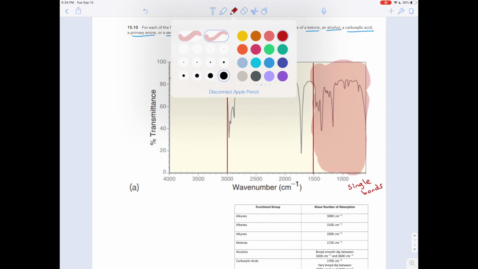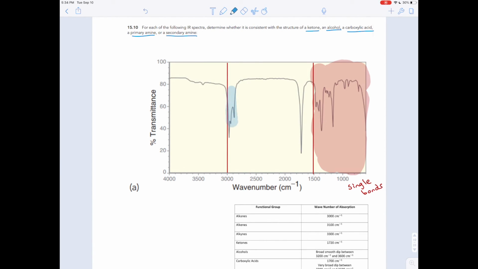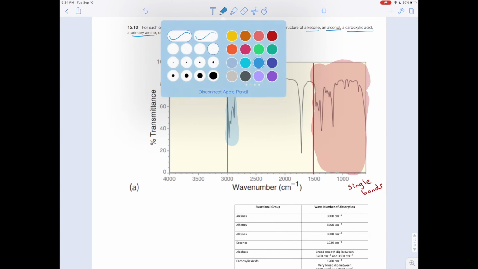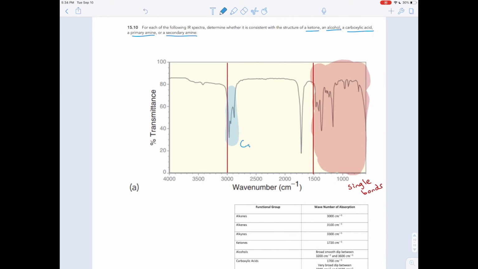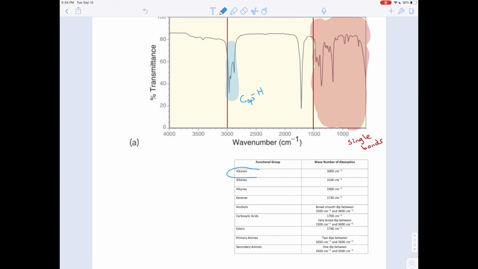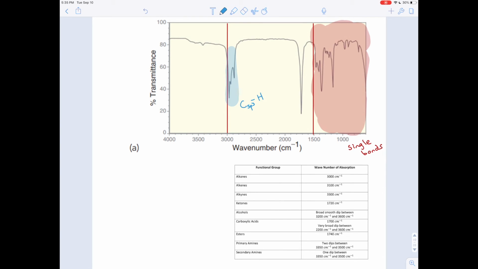And immediately to the right of 3000, you'll usually have a dip. That dip is between an sp3 hybridized carbon and a hydrogen. An sp3 hybridized carbon is a carbon that has all single bonds, and so that would just represent an alkane. So somewhere you have a carbon with all single bonds with a hydrogen on it. It's a common occurrence in an organic molecule, so you'll usually have that blue peak there in your spectra.